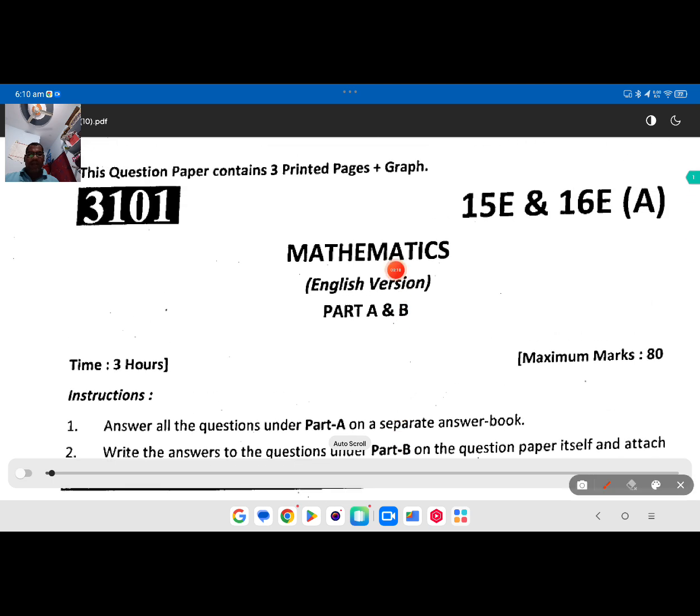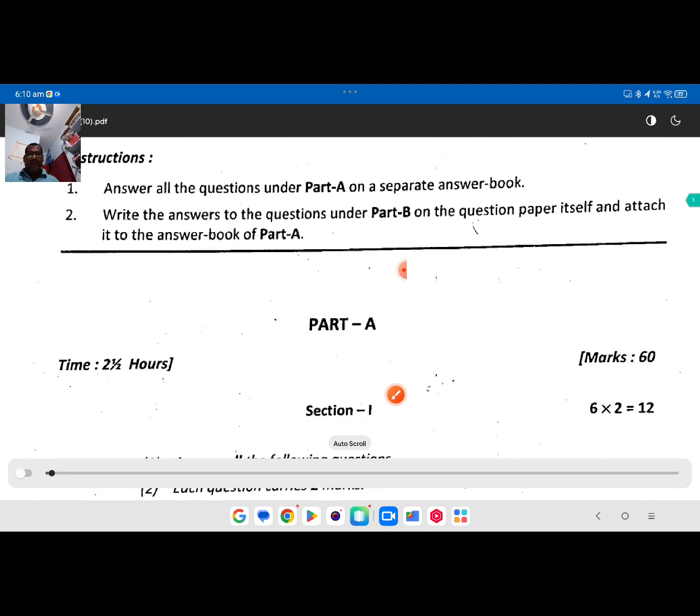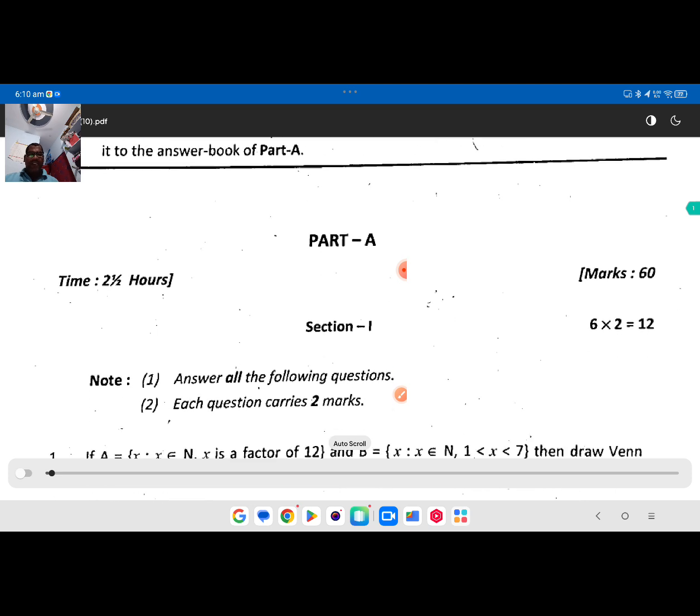Right, it's clearly given. You see here, this question paper contains 3 pages and a graph. So the graph will be provided. Last year the graph was provided with the question paper itself. And now look at this. So read the instructions very carefully.